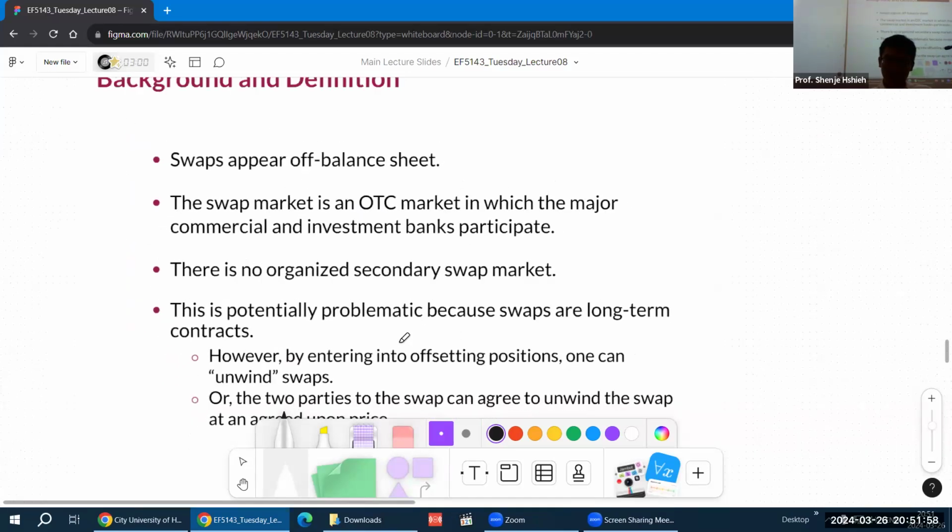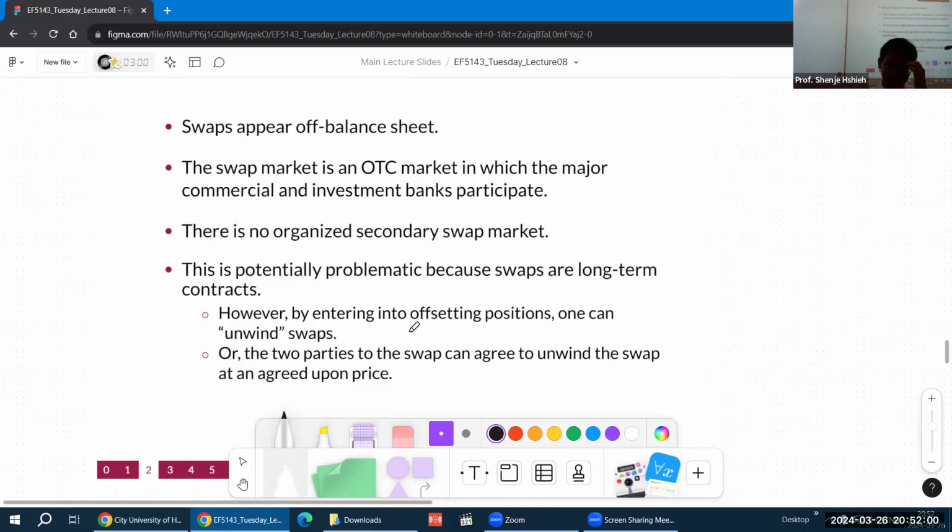Swaps, as I said, are OTC. They're typically very complex, and you probably need to find a very specialized counterparty in order to write a proper swap contract. There is no organized secondary swap market, meaning that you have to find the counterparty on your own. Okay, so it's complicated, right?